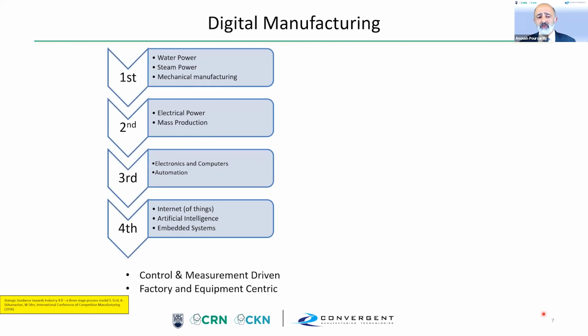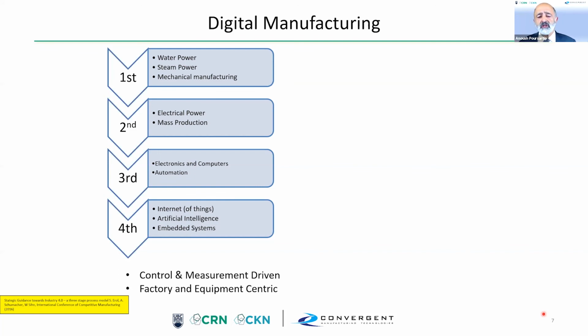One, which is very popular at the moment, is a factory equipment-centric view, where you talk about the first industrial revolution being water power, steam power, mechanical engineering, and we have graduated all the way now to automation at the end of the third industrial revolution, and it is said we're entering the fourth industrial revolution, where we have cyber-physical systems, artificial intelligence, embedded systems, and so forth. So this is a very control measurement-driven view.